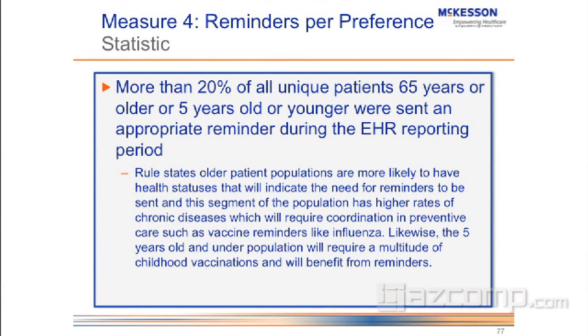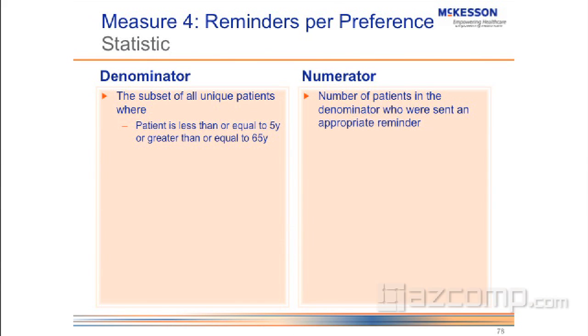And this is actually what the rule states. Those two populations are a little bit more at risk for certain things, and that's why they wanted to get them out there. Here's your denominator. It's basically all the patients that are in that age group of less than 5 years old or greater than or equal to 65 years old. And then the numerator is the number of patients in the denominator who were sent an appropriate reminder for whatever they need to be reminded about.